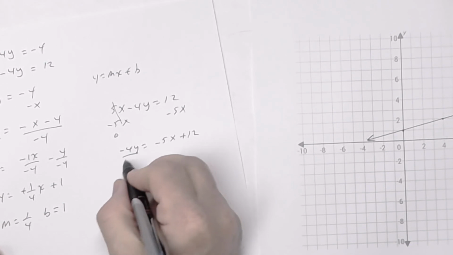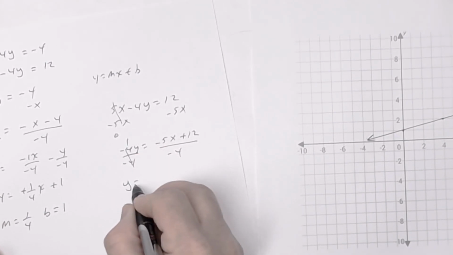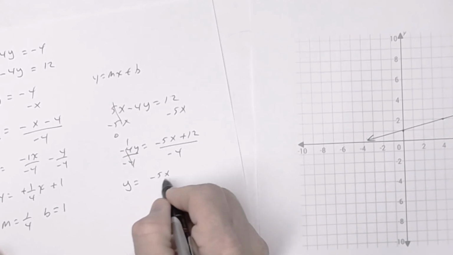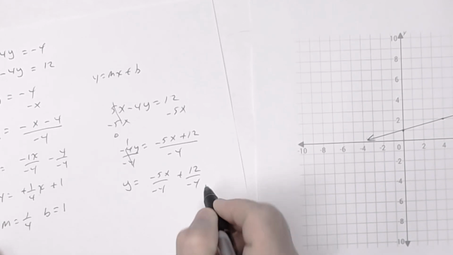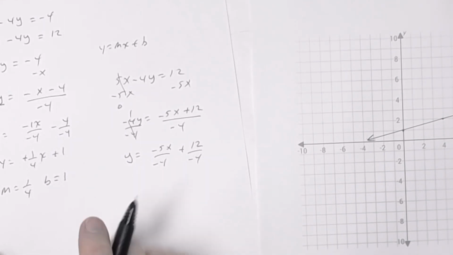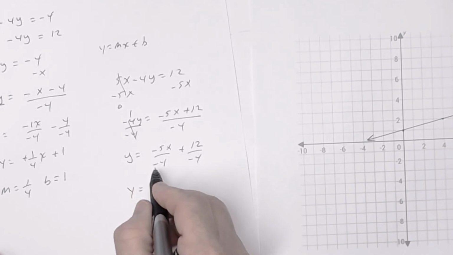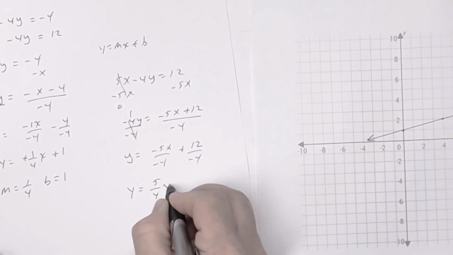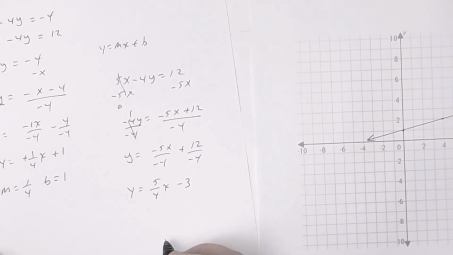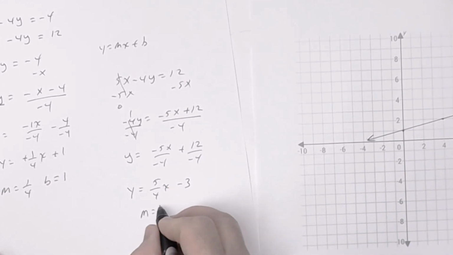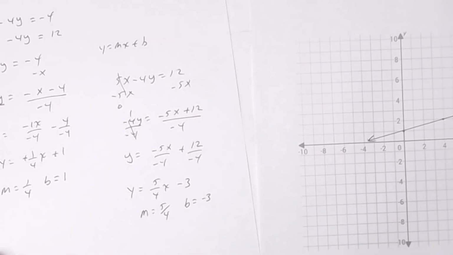And then dividing both sides by negative 4 to get y by itself, I get y equals negative 5x divided by negative 4 plus 12 divided by negative 4. And then simplifying this, a negative divided by negative is positive, so that's 5/4 x. A positive 12 divided by negative 4 is a negative 3. So therefore my slope is 5/4, and my y-intercept is a negative 3.